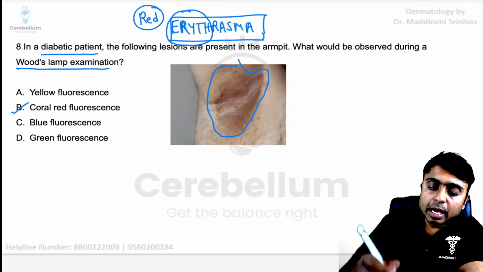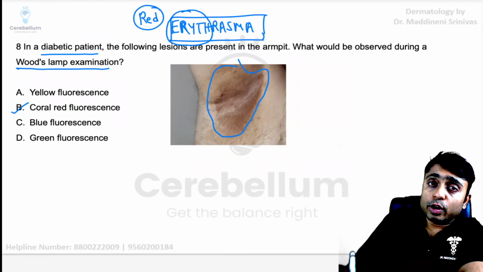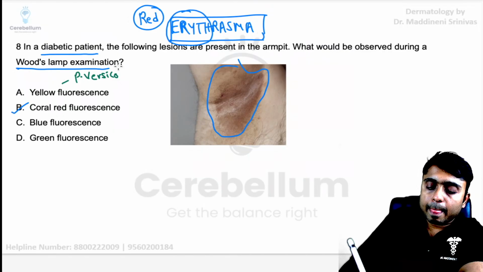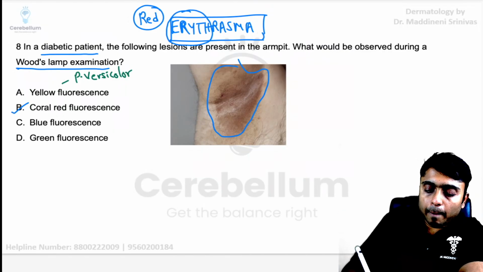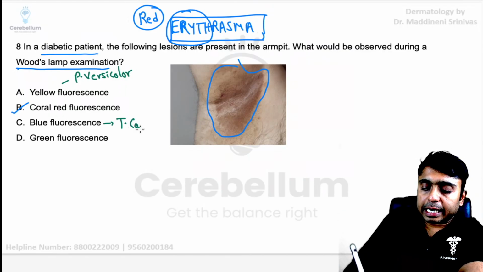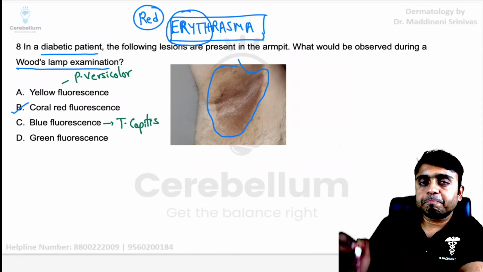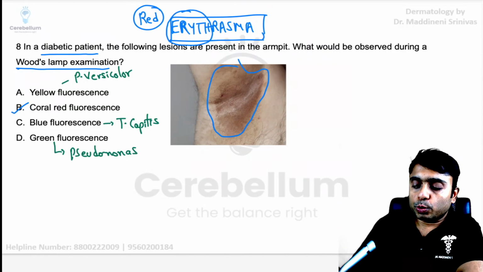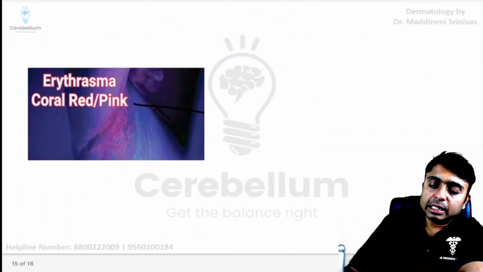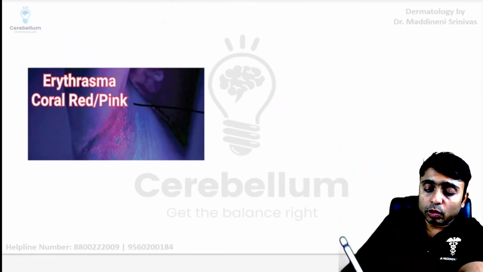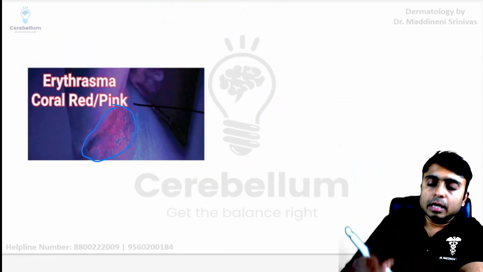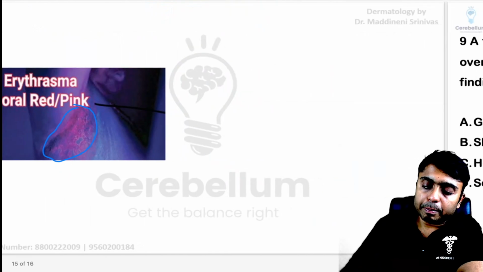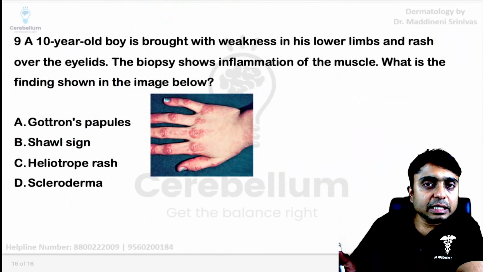Very, very important. Of the rest of the fluorescences, where do we see yellow fluorescence? We see it in pityriasis versicolor. Blue fluorescence we can see in cases of tinea capitis. Green fluorescence is associated with Pseudomonas infection. So this is the erythrasma showing coral red fluorescence in this patient in the axilla, in the armpit.